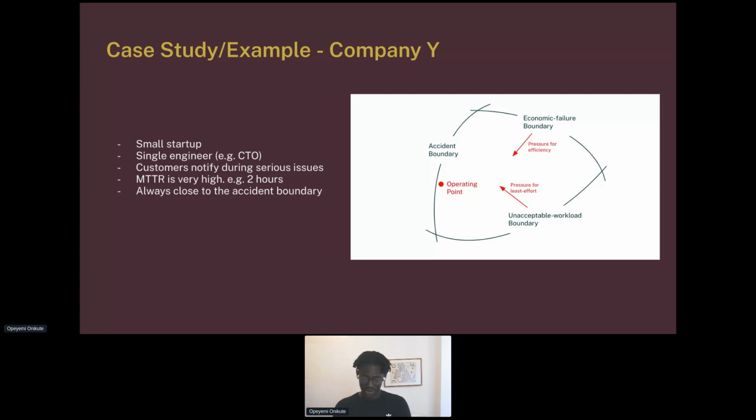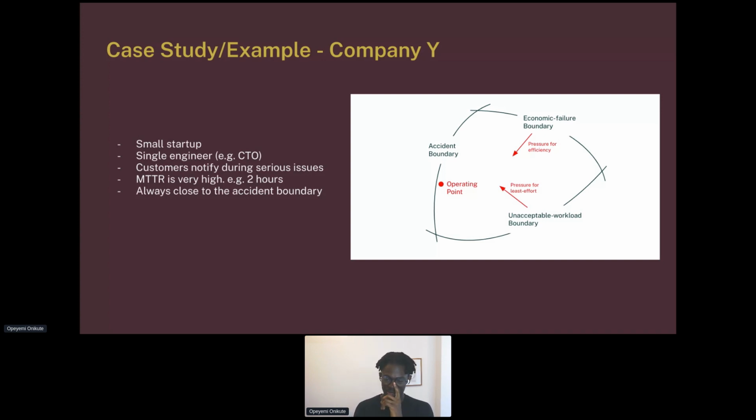The mean time to resolve is the amount of time it takes to resolve incidents, right? The mean time to resolve in this case is very high, but it can also vary because it relies on only one person, right? So it depends on how the person is feeling. If the person is having a bad day, it might take longer to resolve, right?